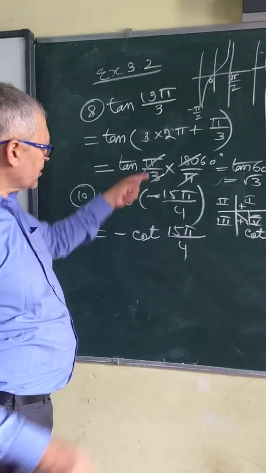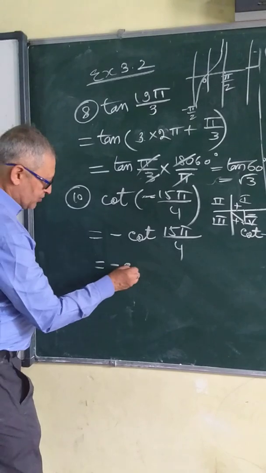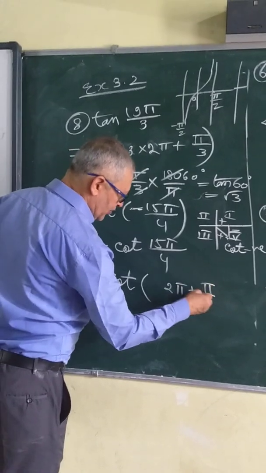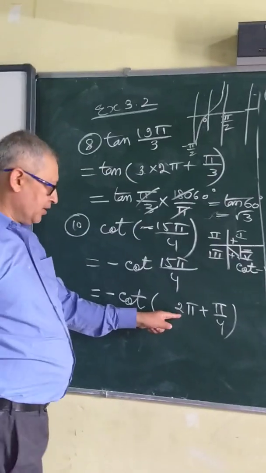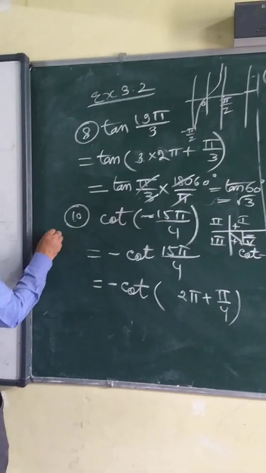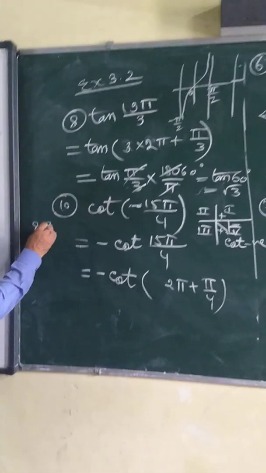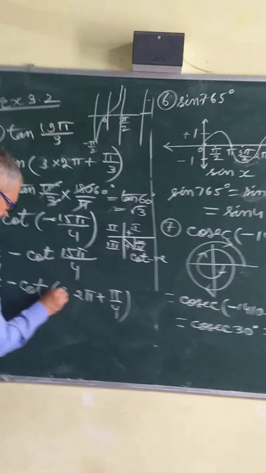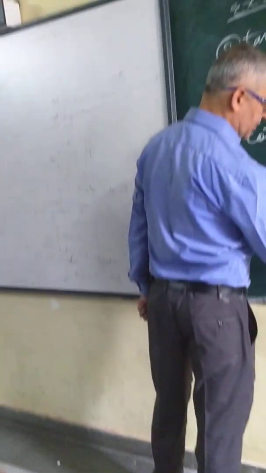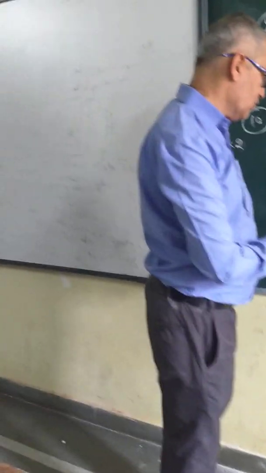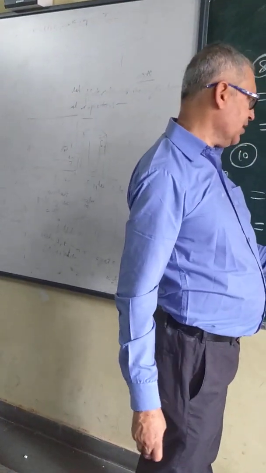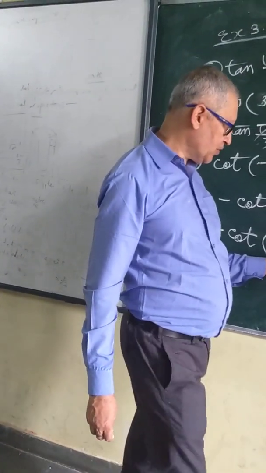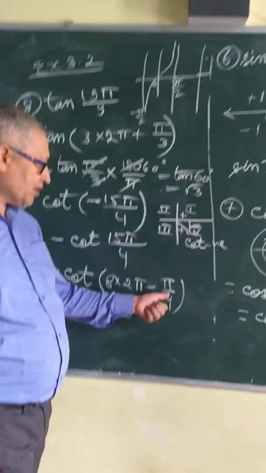Now we will break it in terms of 2 pi. How will we break it in terms of 2 pi? Suppose this is 2 pi plus pi by 4. 4 twos are 8. 8 into 2 is 16. Then we will take minus here, because 16 minus 1 is equal to 15. So this means 8 cycles of 2 pi are completed, and the value of cot after completing 8 cycles of 2 pi will be 0. So we will be left with minus pi by 4.